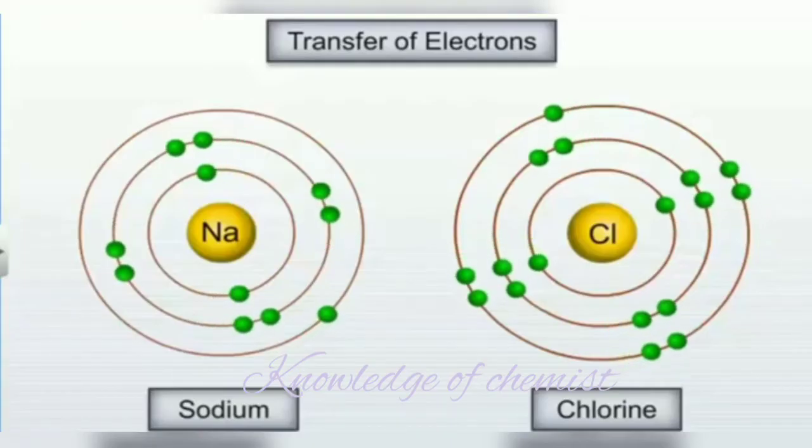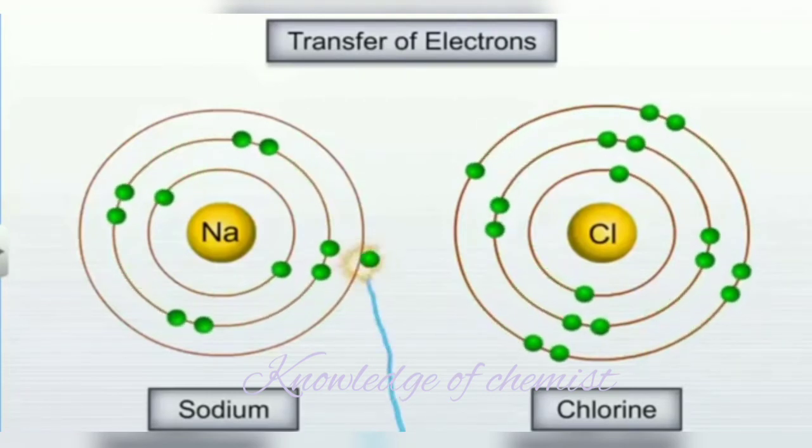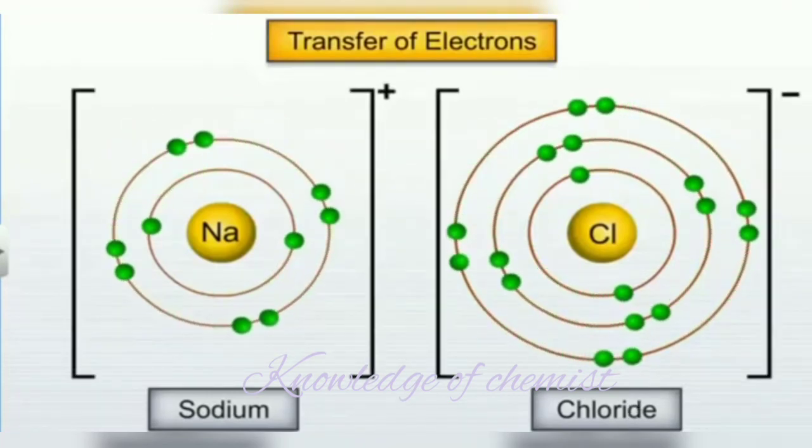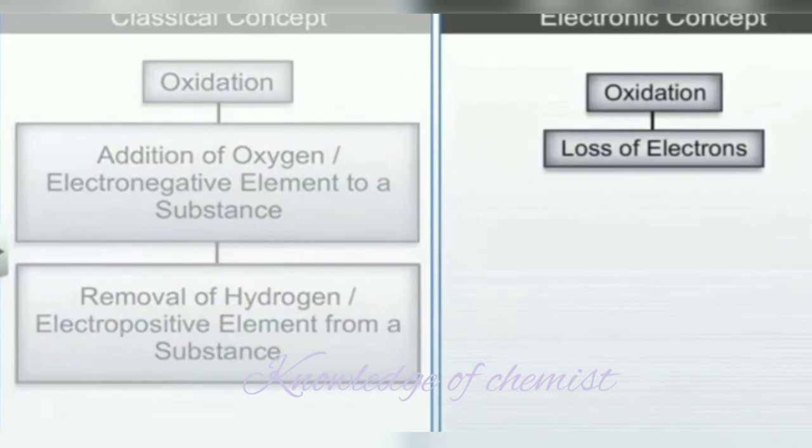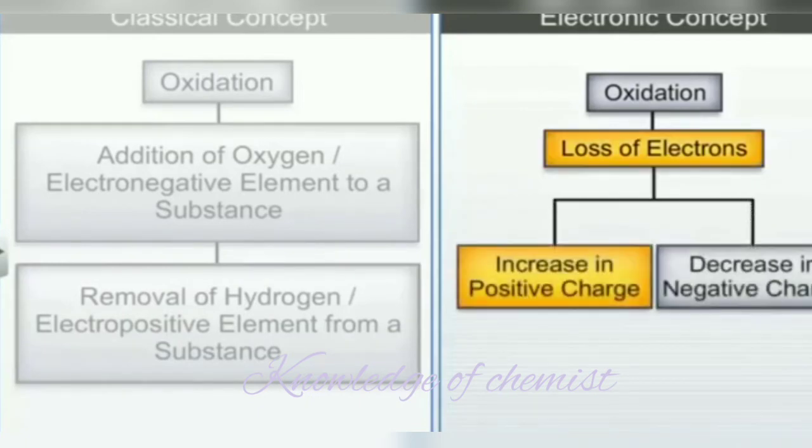The electronic concept explains the redox reaction in terms of transfer of electrons from one species to another. Let us see how the classical concept defines oxidation in terms of addition or removal of elements. The electronic concept defines it as loss of electrons in a chemical reaction during the formation of product from the reactant. The loss of electrons results in the increase of positive charge or decrease of negative charge of the species.